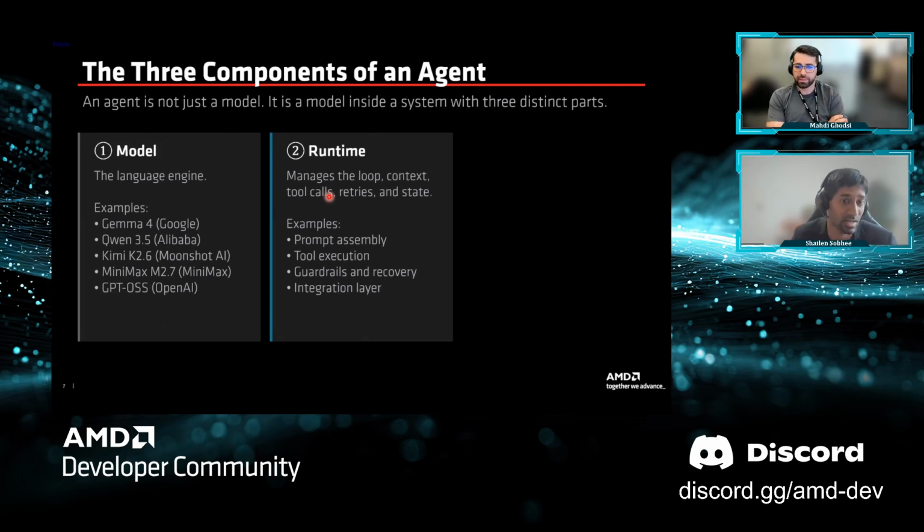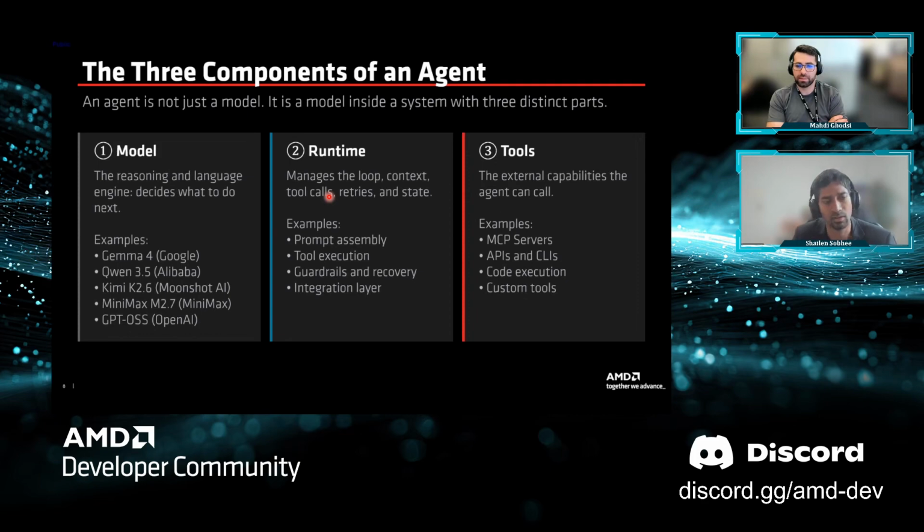And that third component is basically the tools. You can look at tools as basically the hands of the model. So what it can do: crawl the web, fetch data from a database, open a browser, for instance, or automate things in a browser. So this is all about tools, and this is what makes agents so powerful today.